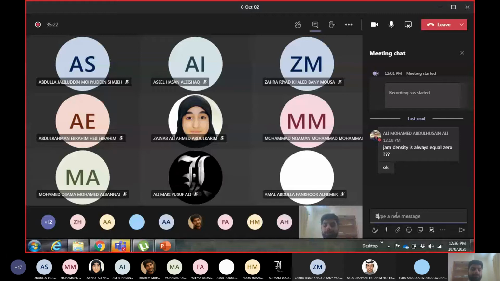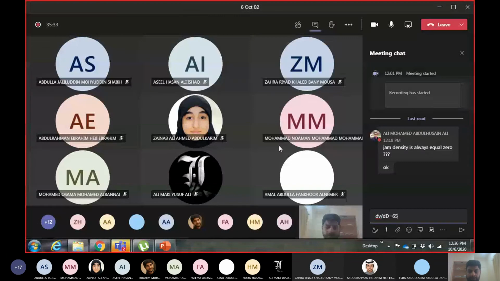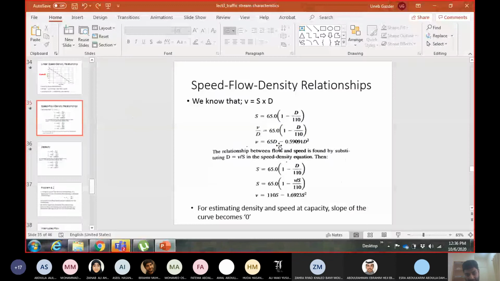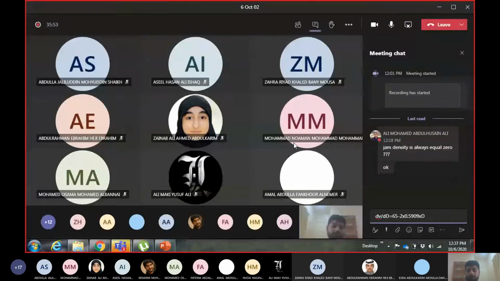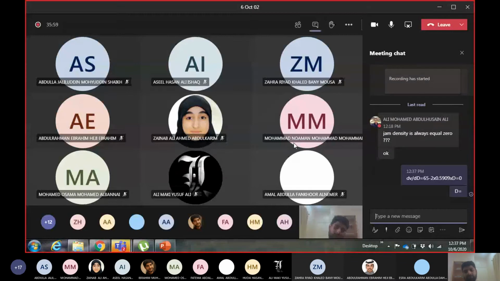First of all, let me take the derivative of the first equation, which is between flow and density. When you take the derivative of this equation, you will get 65 minus 2 into 0.5909 into density. I have taken the derivative, and I told you when you reach capacity, when you reach maximum flow, the slope equals 0. So I have the slope equation, and I will put it equal to 0. Now give me the value of D here. When I put this equation as 0, what is the value of D, density?